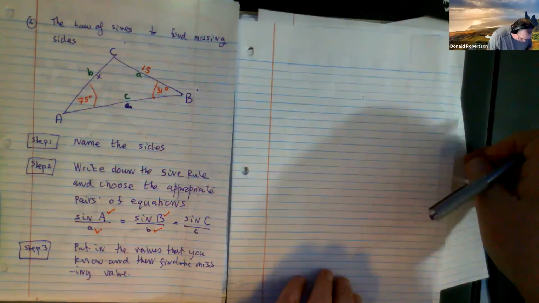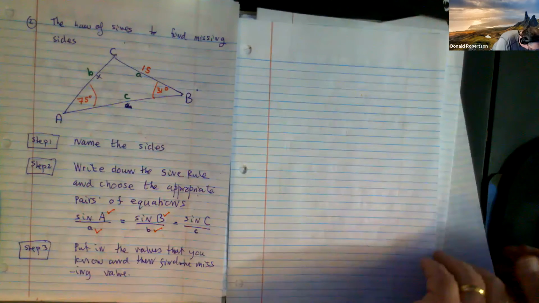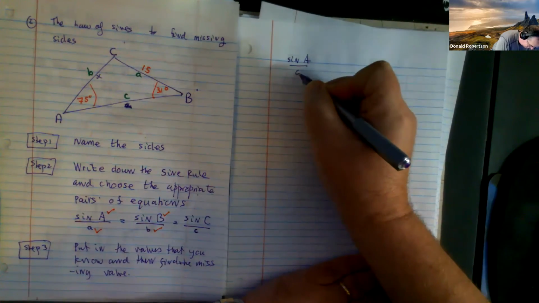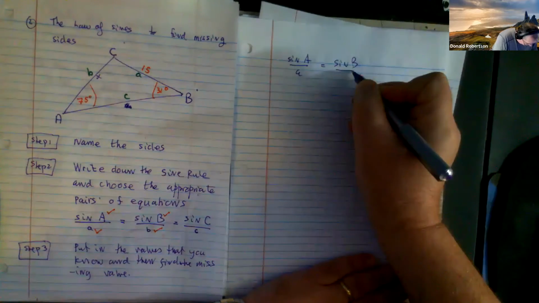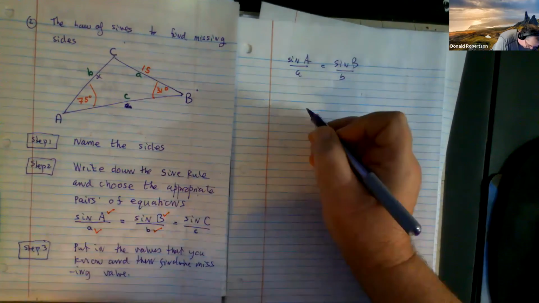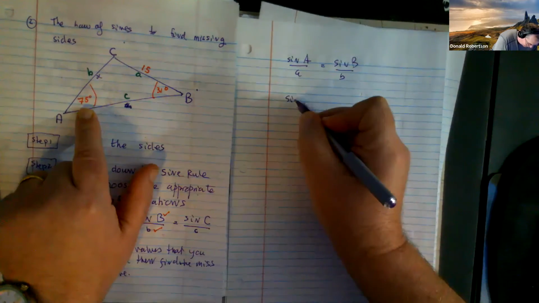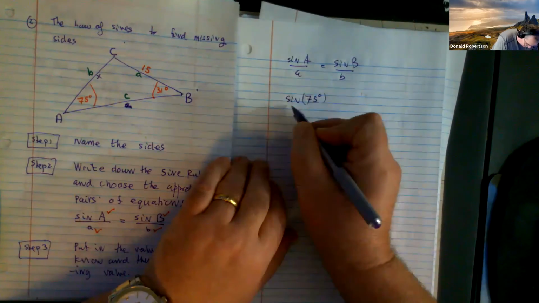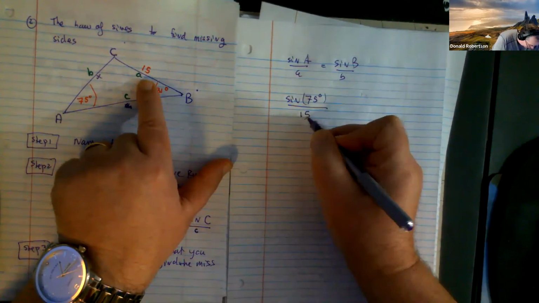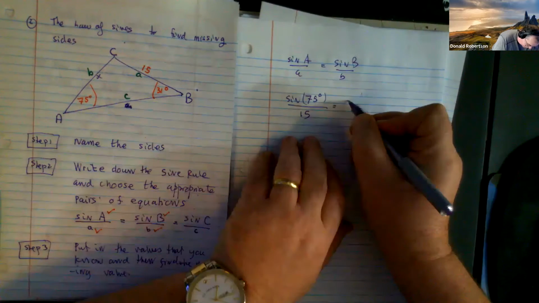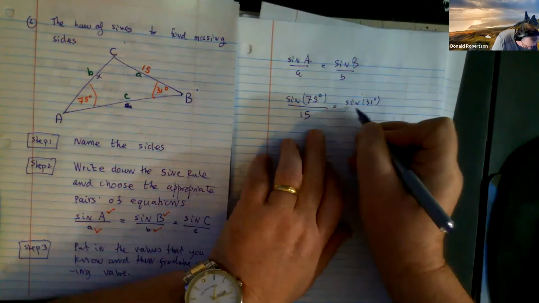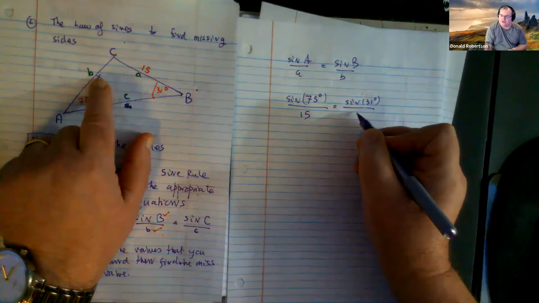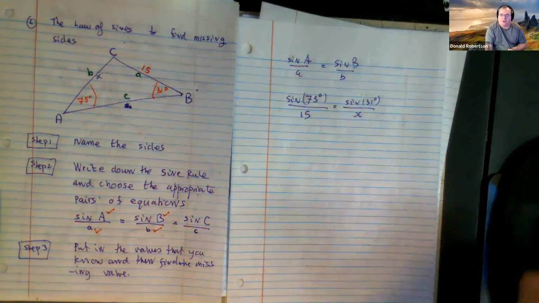And you only use 2 out of the 3 at any given question. So it's going to be sine A over little a is sine B over little b. I know A is 75 degrees, so sine 75 degrees over 15 is equal to the sine of 31 degrees over, instead of writing little b, I'll now write x. Are you comfortable about that substitution and where I got the numbers that I got?